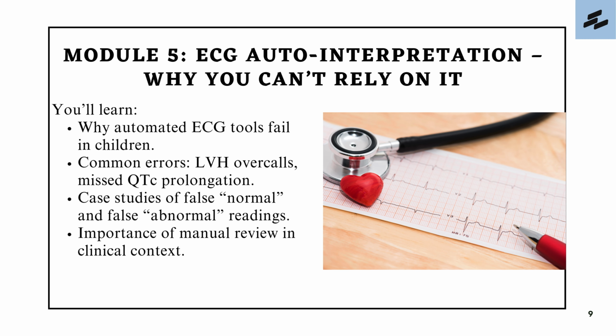Module 5. ECG Auto-Interpretation, Why You Can't Rely on It. Automated ECG interpretation can be a helpful tool, but in pediatrics, it has major limitations. Voltage criteria, QTc calculations and rhythm interpretations are often inaccurate in children. Case studies show how auto reads can either overcall disease, leading to unnecessary referrals, or miss serious conditions altogether. That's why manual review, combined with clinical context, remains essential for safe care.